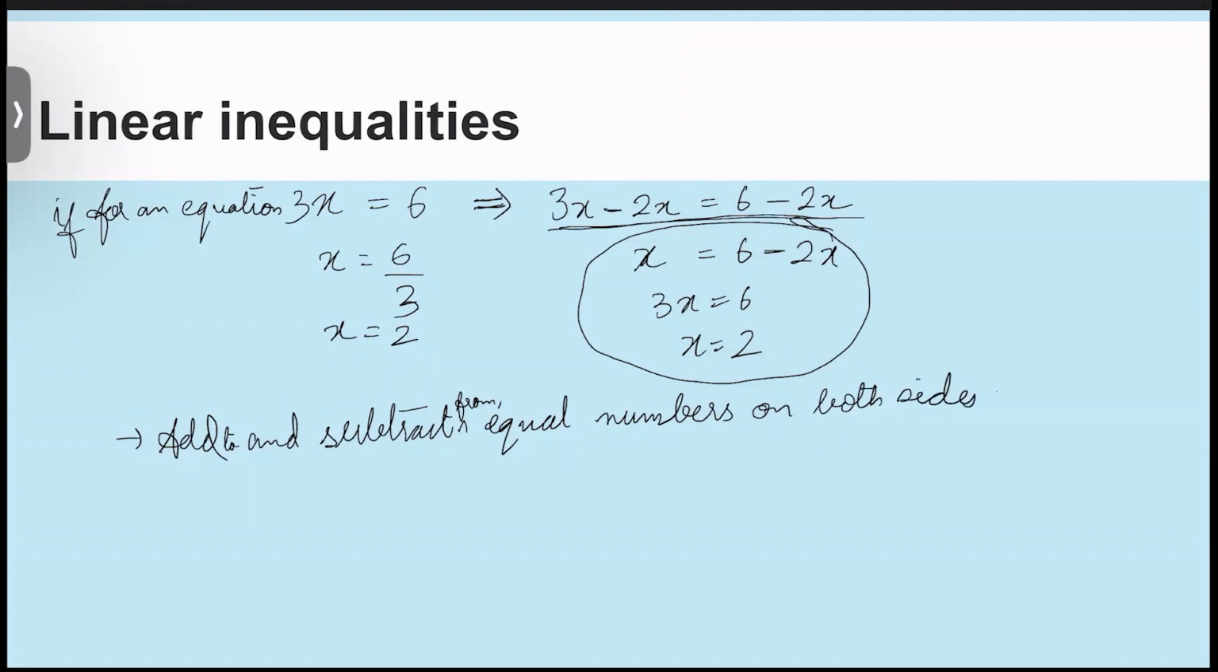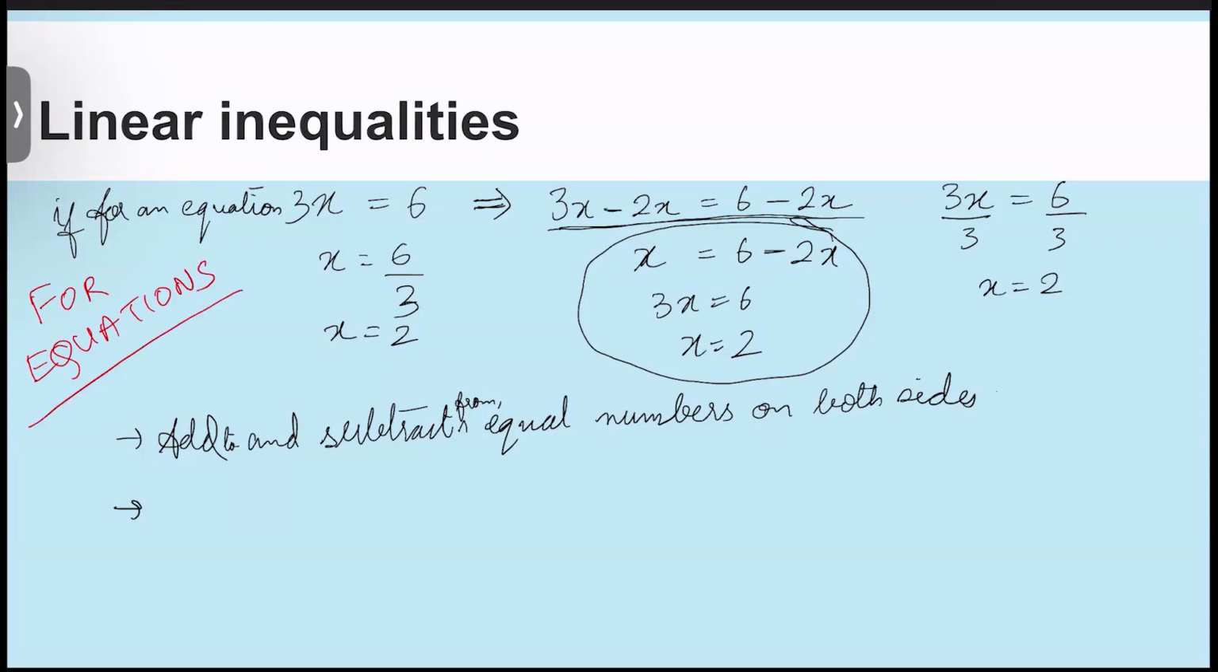Okay, and similarly, say we have 3x is equal to 6. If you divide this by 3 and divide this by 3, you will get x is equal to 2. So equal numbers can be divided or multiplied also. This is only for equations.